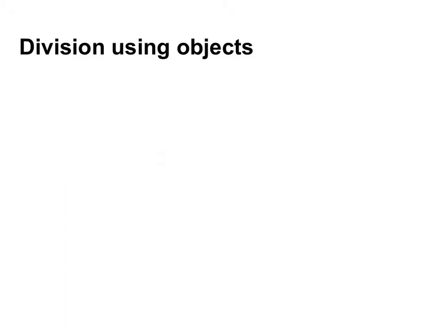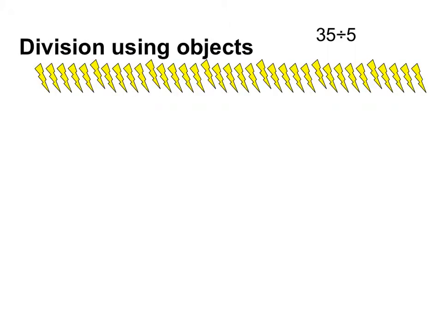So we've done addition and subtraction and multiplication using objects. So division using objects. For example, 35 divided by 5. So here are my 35 objects. Ooh, lightning bolts. So again, division asks how many 5s are inside 35. And I really want you to beat this into your head, right? The definition of division is how many 5s are inside of 35.